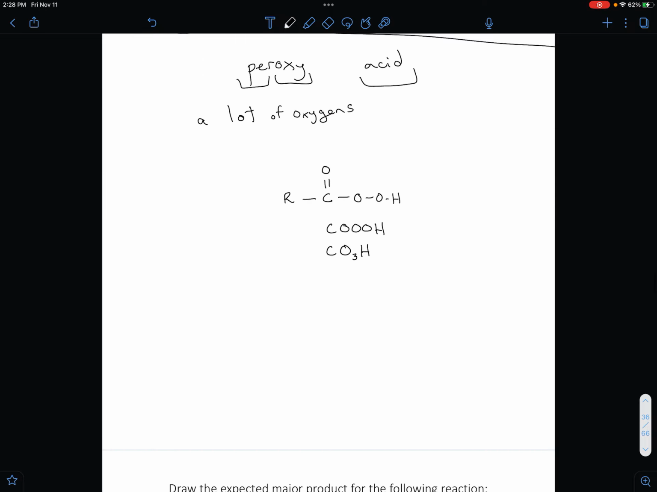The most common peroxy acid, or one of the most common, is something called MCPBA. Stands for metachloroperoxybenzoic acid. This name will make sense to you in organic chemistry too, but for now, the structure of that looks like this.